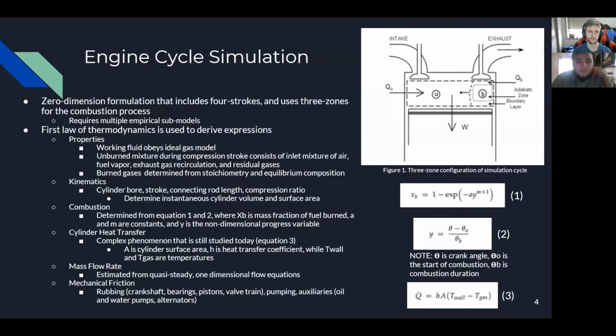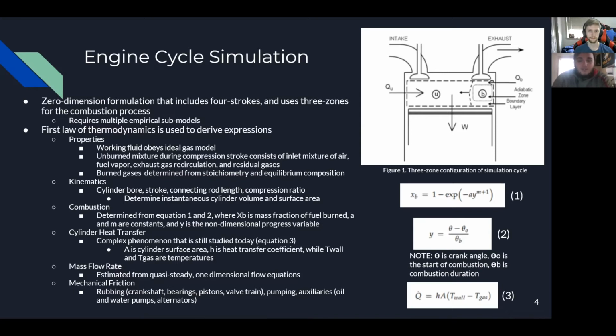To find these empirical submodels, multiple properties needed to be determined, and the working fluid was believed to obey the ideal gas model. The unburned mixture during compression is a mixture of air, fuel vapor, exhaust gas recirculation, and residual gases. And the burned gases are determined by stoichiometry and equilibrium composition.